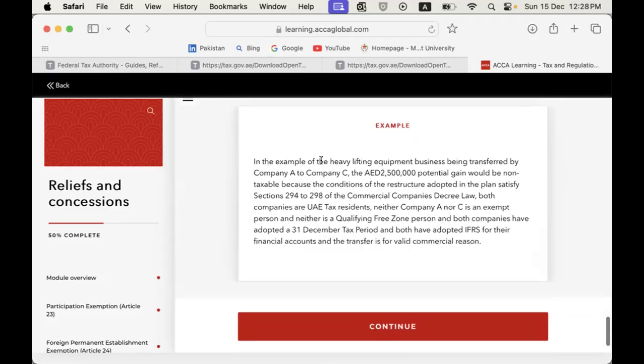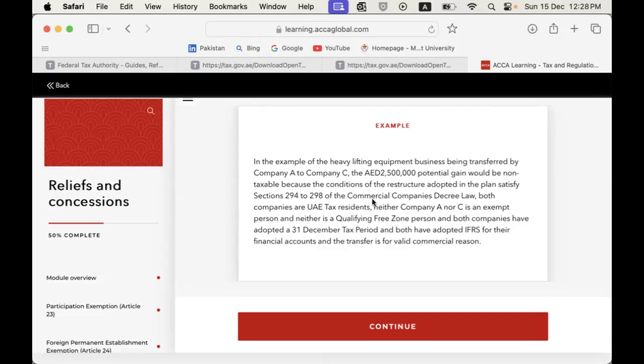Another example. In the example of the heavy lifting equipment business being transferred by company A to company C, you remember the 2.5 million potential gain was there. It would be non-taxable because the restructure adopted in the plan satisfies sections 294 to 298 of the Commercial Companies Decree Law. Both companies are UAE tax residents. Neither company A nor C is an exempt person, and neither is a qualifying free zone person.